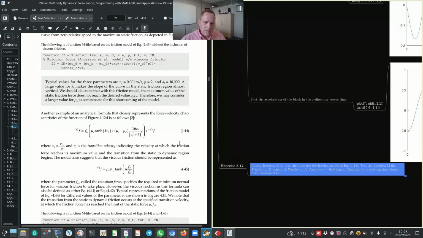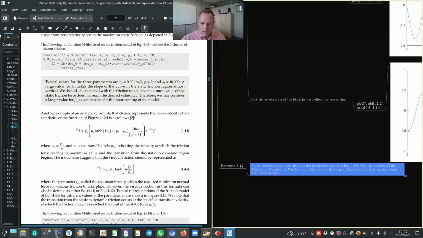Now you can see equation 4.44. What is interesting to note is that this VR that is referenced here is the ratio of the relative velocity to Vt, where Vt is the transition velocity, indicating the velocity at which the friction force reaches its maximum value and the transition from static to dynamic region begins.